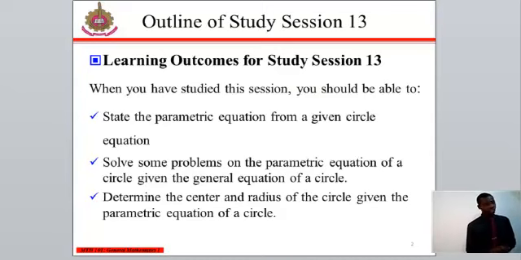Learning outcomes for study section 13. After you've studied this study section, you'll be able to state the parametric equation of a given circle. You will be able to solve some problems on the parametric equations of a circle given the general equation of the circle. And lastly, you will be able to determine the center and the radius of the given circle with the parametric equation.